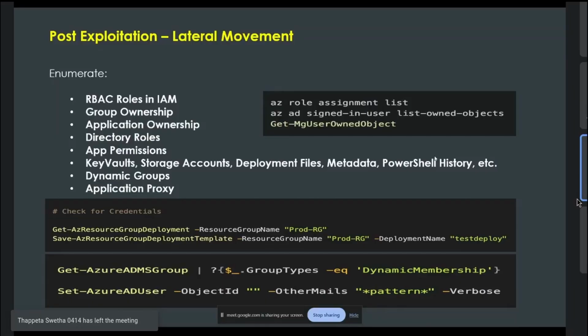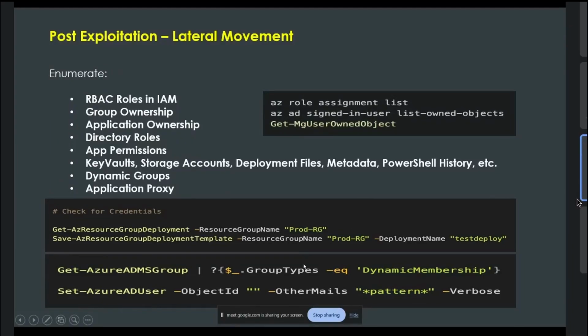App permissions, much like application ownership. Say I have a client ID and secret that was leaked in GitHub. Enumerate what API permissions that application has on Entra ID, like sending mails, OneDrive, Teams, accessing files, anything. Enumerate the permissions assigned to the service principal. Then enumerate everything like key vault, storage account, deployment files, metadata, instance metadata. Most probably, if they are doing some automation, they might leak some credentials in instance metadata. PowerShell history, you can do everything actually.